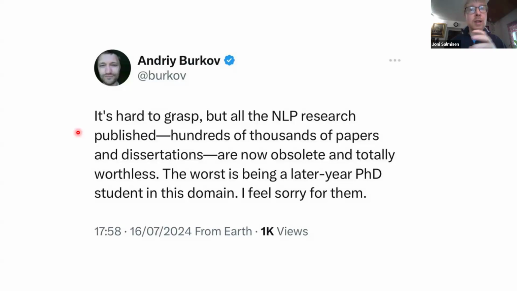Because now ChatGPT can handle all of those. So this is another interesting shift, and here the person is lamenting that now NLP researchers are kind of out of a job, but actually it's not true.